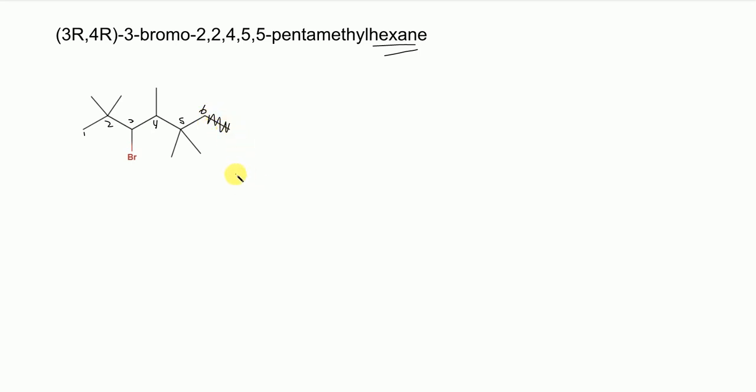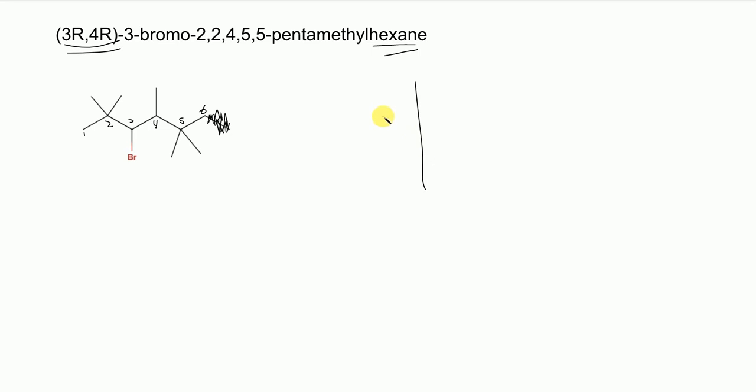So 6 carbons long, and on carbon 3 I have a bromo, and then carbons 2, 2, 4, 5, 5: so I have 2 methyl groups on 2, 1 on 4, and 2 on 5, and this is our chain. Just ignore this part right here. And she gives you the stereochemistry. This is the most important part. You can't have a Fischer projection if you don't have stereochemistry. There's nothing beneficial about doing a Fischer projection if you don't have stereochem.